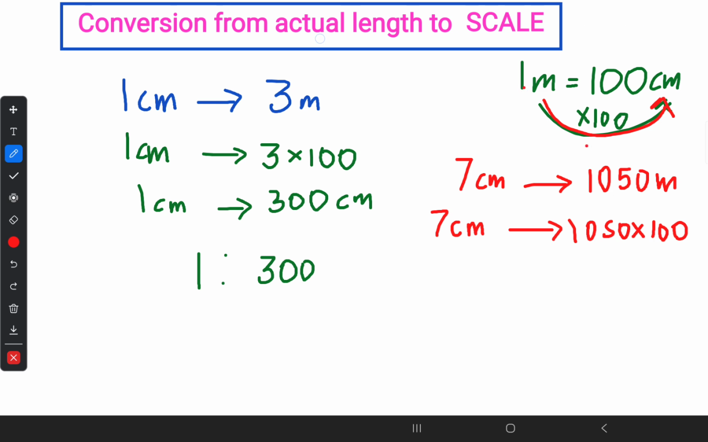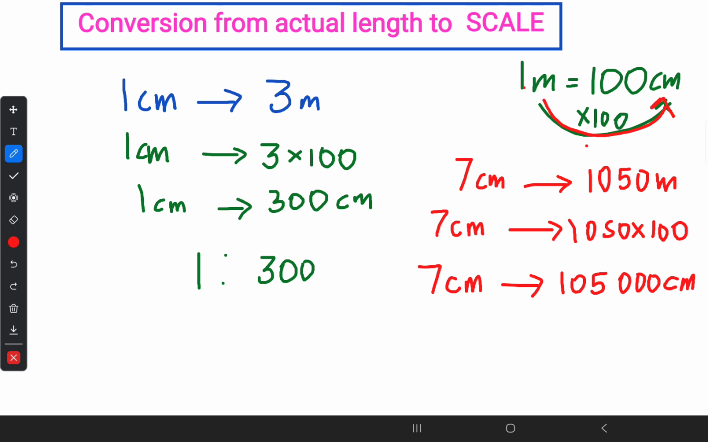But in the previous cases, we had the scale and you had to find the length. In that case, centimeter to meter means 100 will become 1. Division. Don't misunderstand these things. So 7 centimeters is 105,000 centimeters. Then this is looking towards 7, no? You have to convert that one to 1.